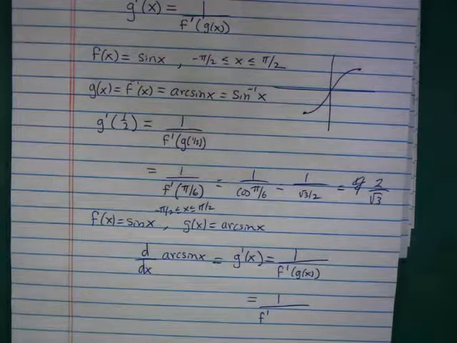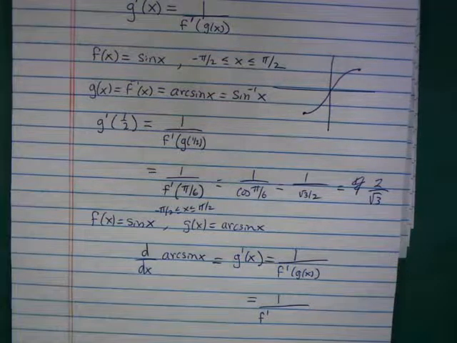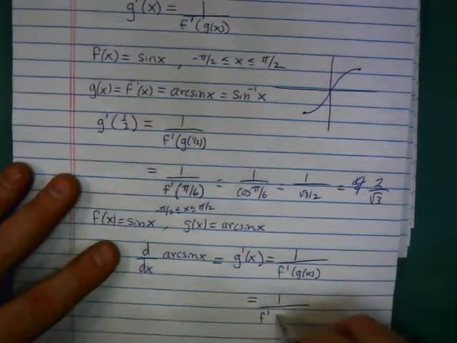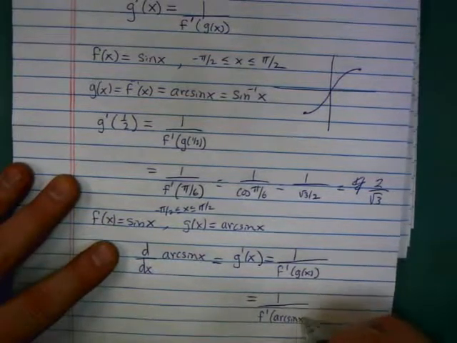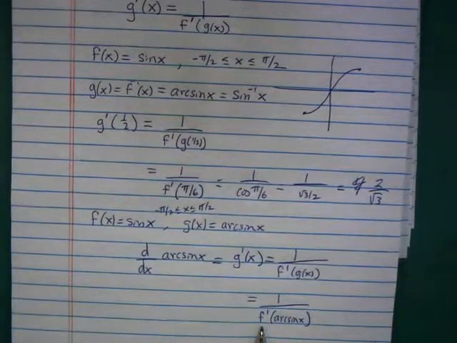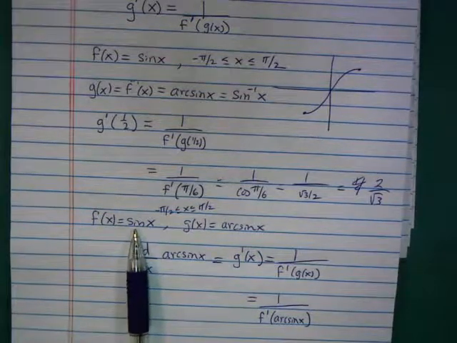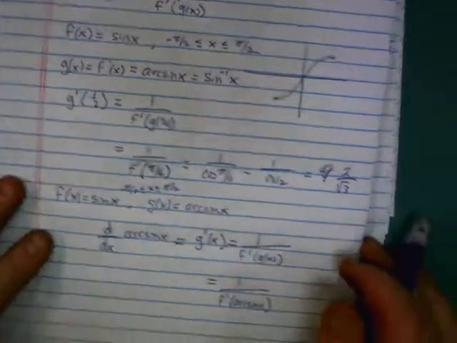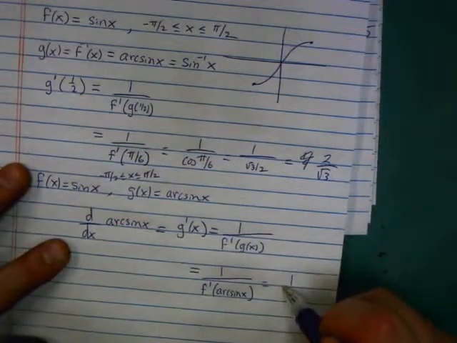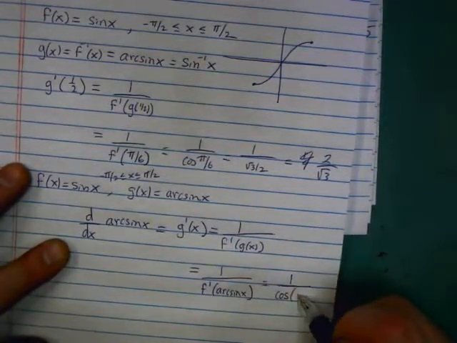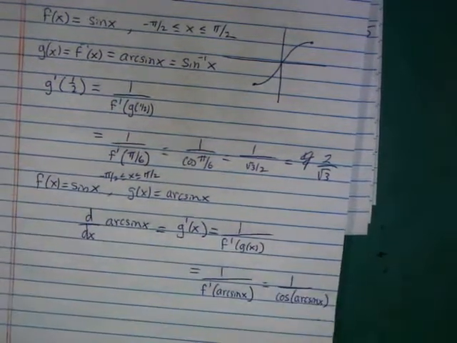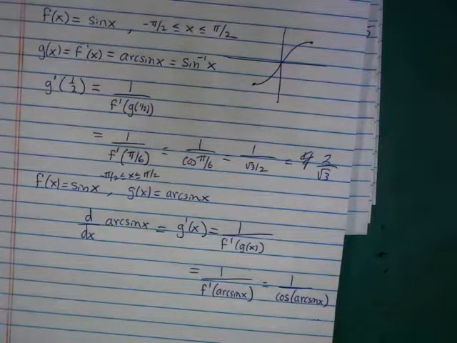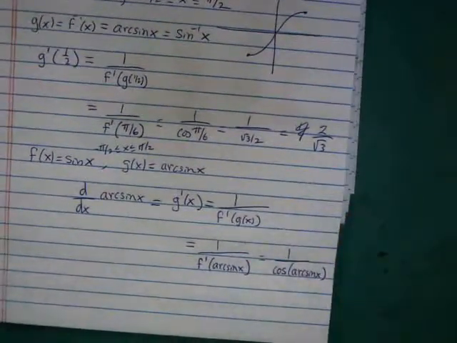g of x is just going to be our function now. We don't have a number to plug in. So instead of writing g of x, I'm going to write arc sine. But what's our f prime? f is sine. The derivative of sine is cosine. So the derivative of arc sine is 1 over the cosine of the arc sine of x. Isn't that one of the prettiest formulas you've ever seen? Yes, no, maybe. No? You don't like that formula?